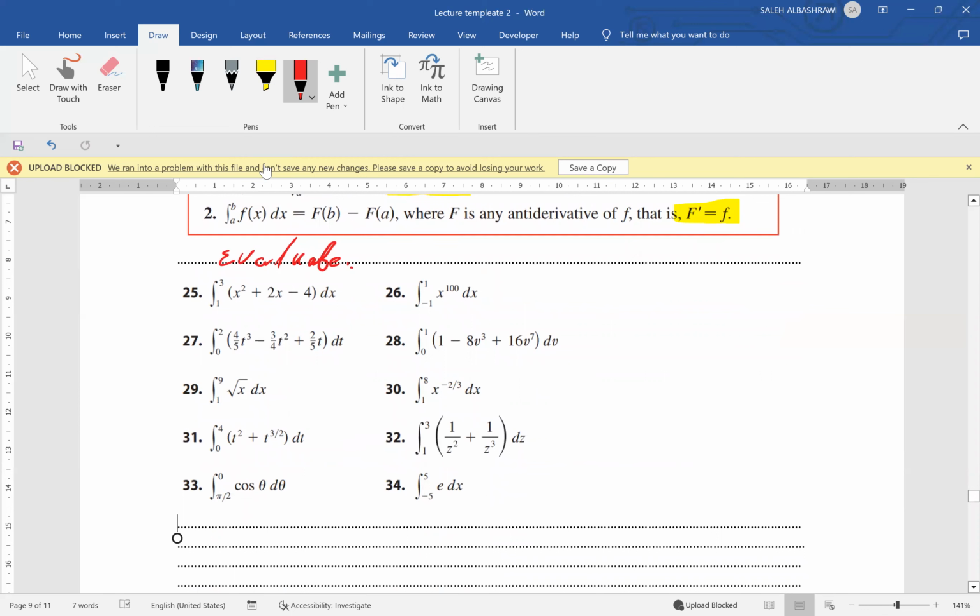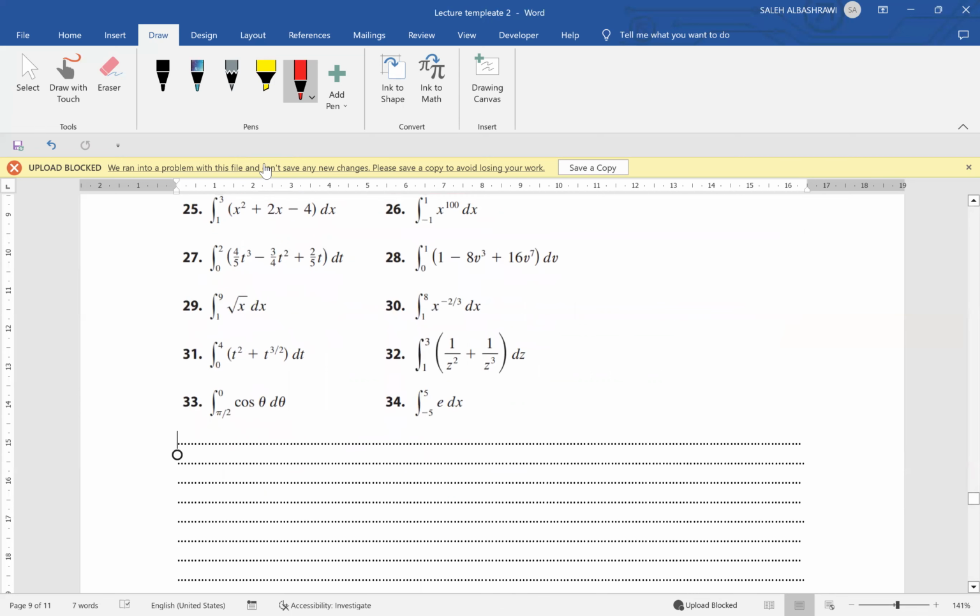I need to find the value of this definite integral from 1 to 3 of x to the power 2 plus 2x minus 4 dx. So in the first step, we need to find the antiderivative for this one. Let's take the terms one by one. I have three terms: x to the power 2, 2x, and minus 4. Later on, I'm going to state the rule for finding the integration of any function, or at least for a polynomial. Now x squared came from the function 1 over 3 x to the power 3.